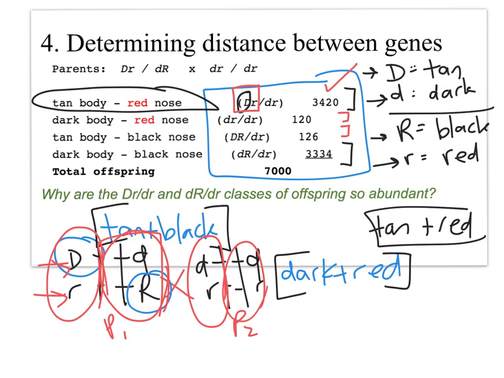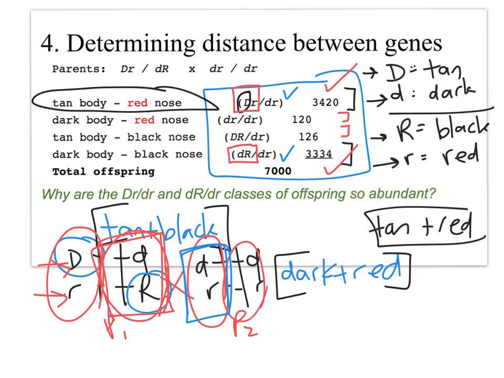Lowercase d, uppercase r. Where do we see that? It's not in the first one, not in the second one, not in the third one, but we do see it here in the fourth one. And sure enough, it's a big proportion of the overall offspring. And lastly, we could look at the lowercase d, lowercase r. And where do we see that? Well, we see it all over the place. But obviously in terms of the parental contribution from parent 2, we see it largely here and here.